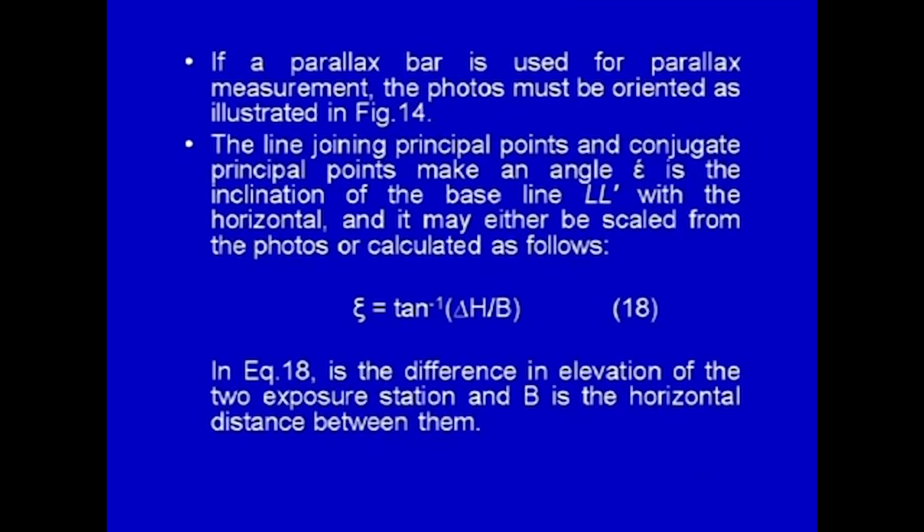If a parallax bar is used for parallax measurement, the photos must be oriented as shown. The line joining the principal point and the conjugate principal point makes an angle ξ, which is the inclination of the baseline LL′ with the horizontal, and may either be scaled from the photos or calculated as ξ is equal to tan inverse ΔH divided by B, wherein ΔH is the difference in elevation of the two exposure stations and B is the horizontal distance between them. With this approach, the elevation and ground coordinates of any point can now be determined.